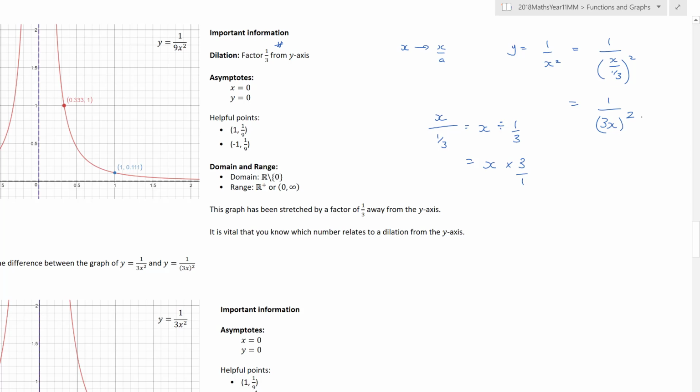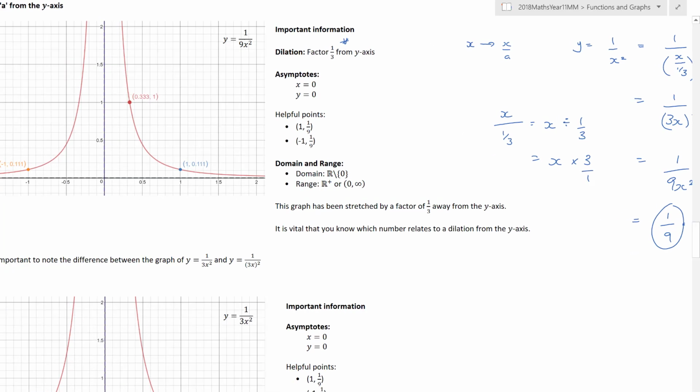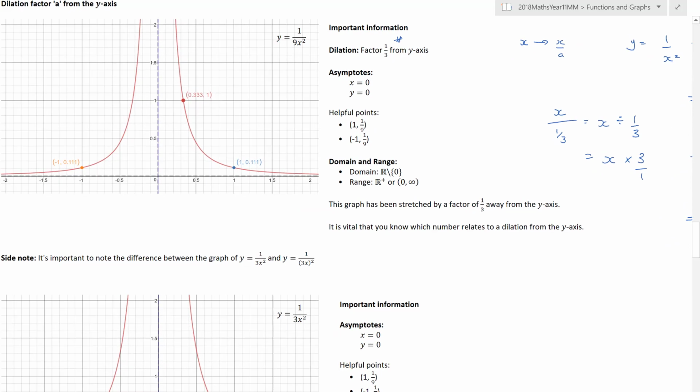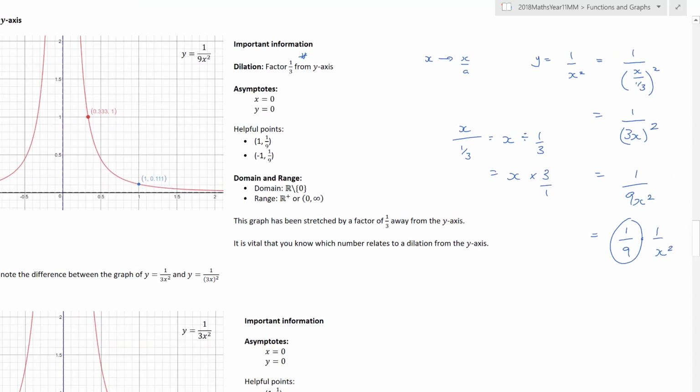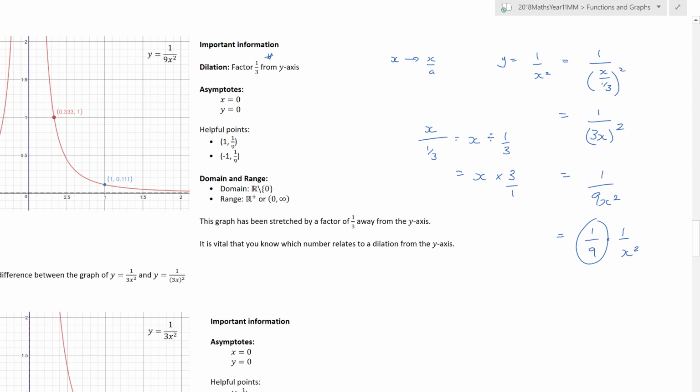Whoa! Going back to what I said a moment ago, if I was to square this out, I'd actually end up with 1 over 9x squared, which is the same as 1/9 times 1 over x squared. And as I've said, if I can have a fraction multiplied by my 1 over x squared, that is a dilation of factor 1/9 from the x-axis. Well, hold on a moment. What do you mean 1/9 factor? We were dealing with factors from the y-axis. Yes, I know. But what I'm trying to tell you is that dilations from the x-axis and dilations from the y-axis can be exactly the same, just depending on how you write the equation.